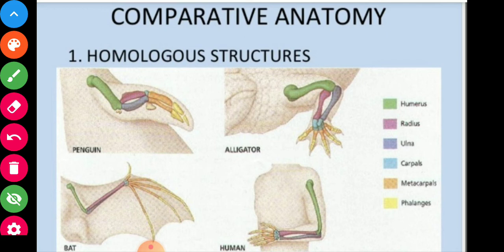So you can see here the basic structure of these organs. See here the basic structure means anatomy of these animals: penguin, alligator, bat and human. The four limbs, they are showing the similarity in the structure, internal structure of the organs, and they are called homologous structures, which are similar in structure but perform different functions. So these structures are called homologous structures.